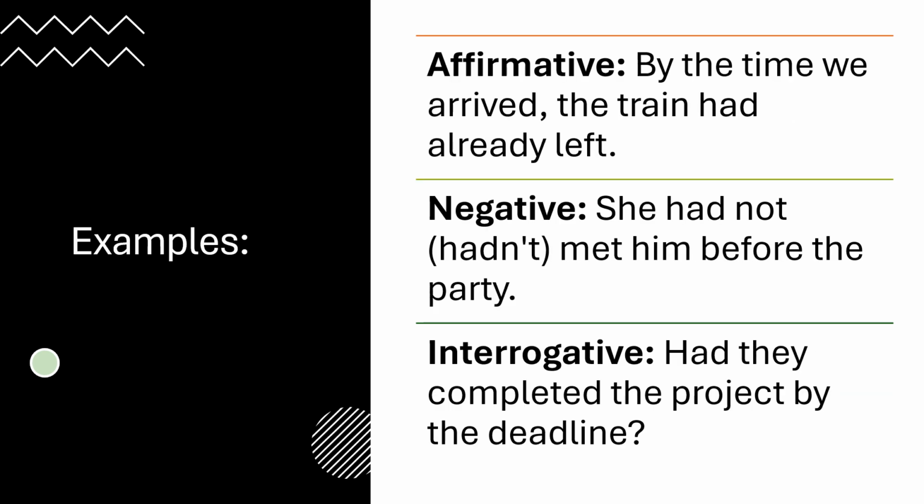Examples of past perfect tense: affirmative sentences: by the time we arrived, the train had already left. Negative sentences: she had not met him before the party. Interrogative sentence: had they completed the project by the deadline?